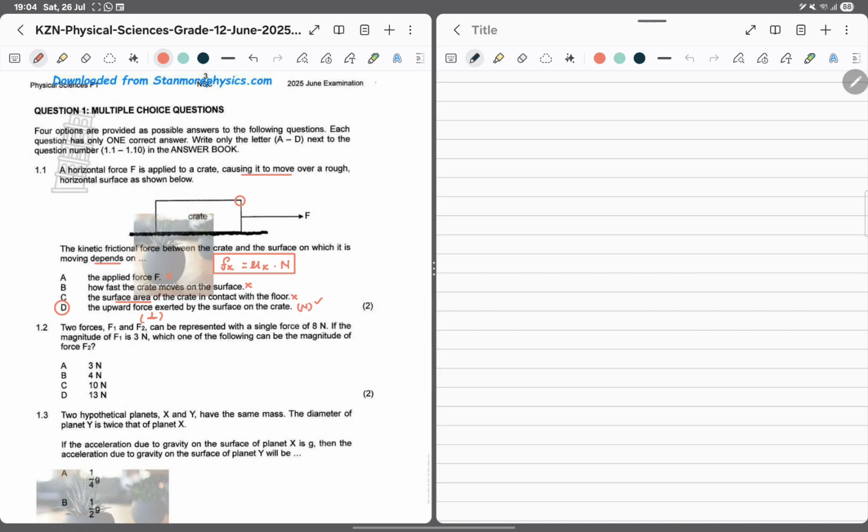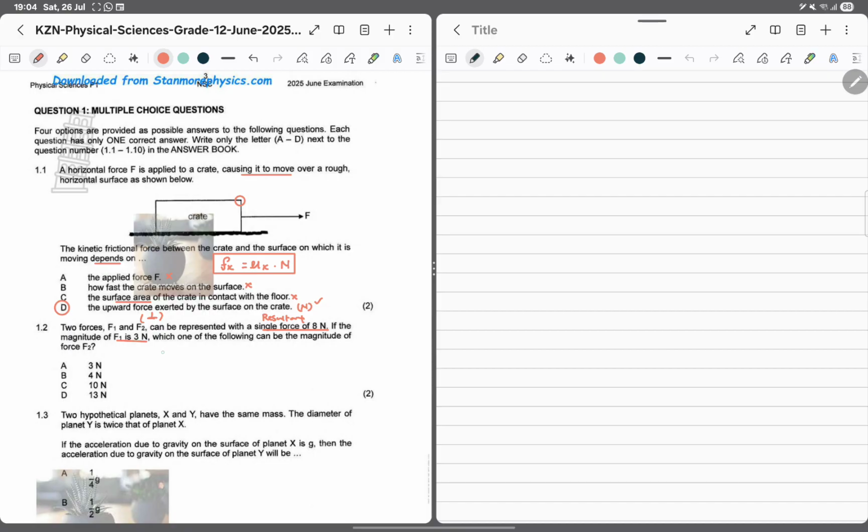Now 1.2 says two forces F1 and F2 can be represented with a single force of 8 newtons. And we know that this is the resultant force, because this is a single vector which has the same effect as 2 or more vectors acting together. So guys, definitions need to be understood well. Now if the magnitude of F1 is 3 newtons, which one of the following can be the magnitude of F2?